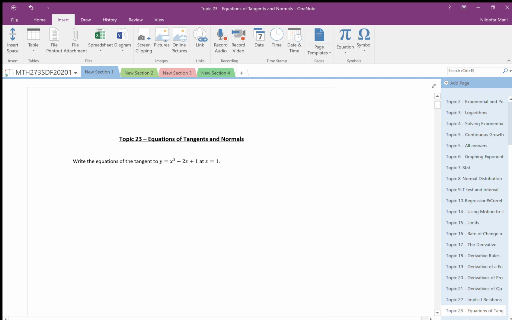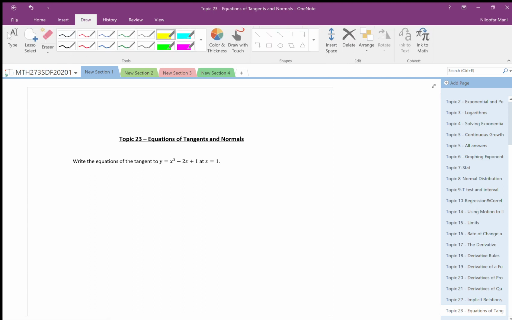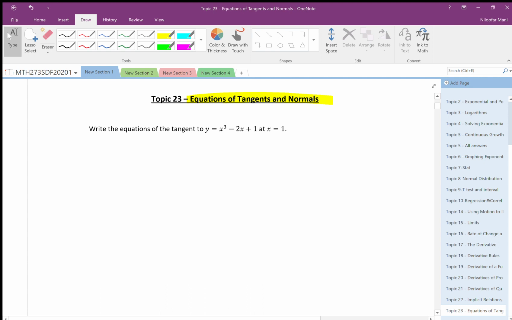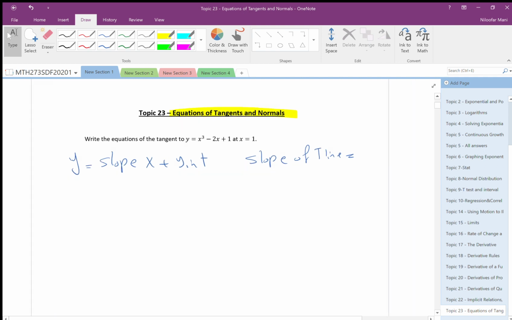Okay, so now the problem is equations, but we really know how to write equation of a line, so it's not really hard. Okay, so write equation of tangent line. How do you write equation of a line? So y is slope times x plus y intercept. What is the slope? The slope of tangent line is the first derivative at that point.